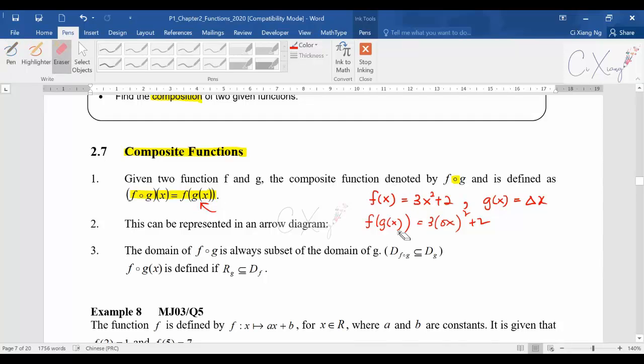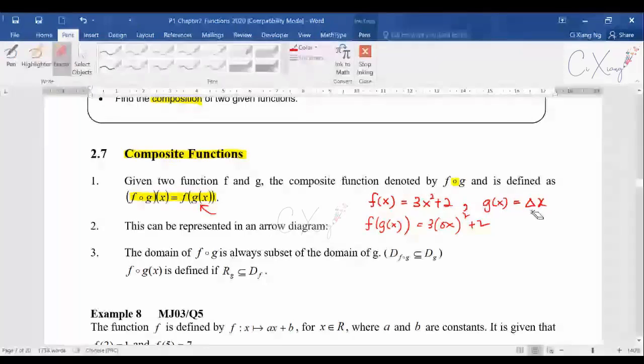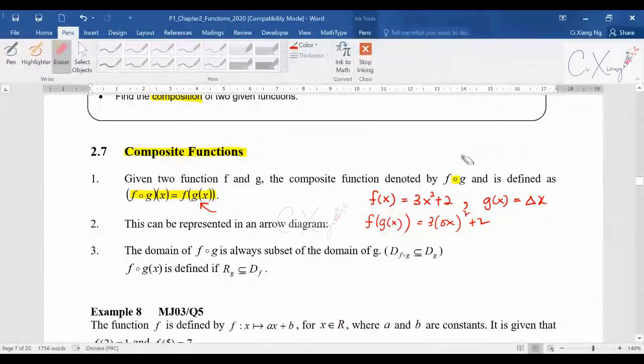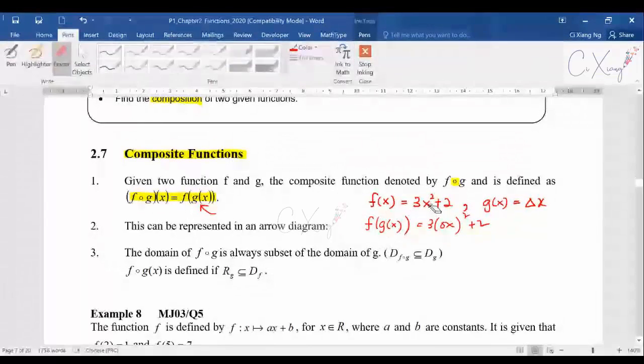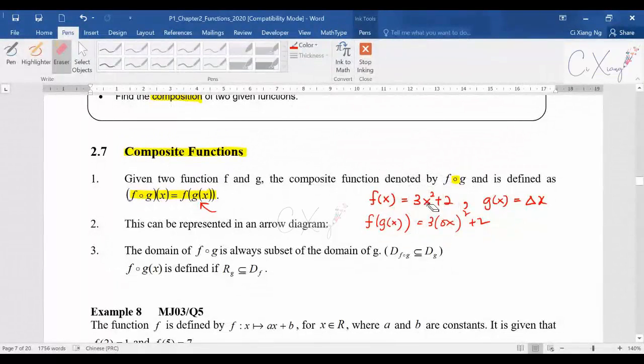So this is why I call it composite function. That means you are putting one function into another function. You are substituting the x in that function with what you want to substitute. So we call it a composite function, and for composite function, you will see that the symbol is a white circle.